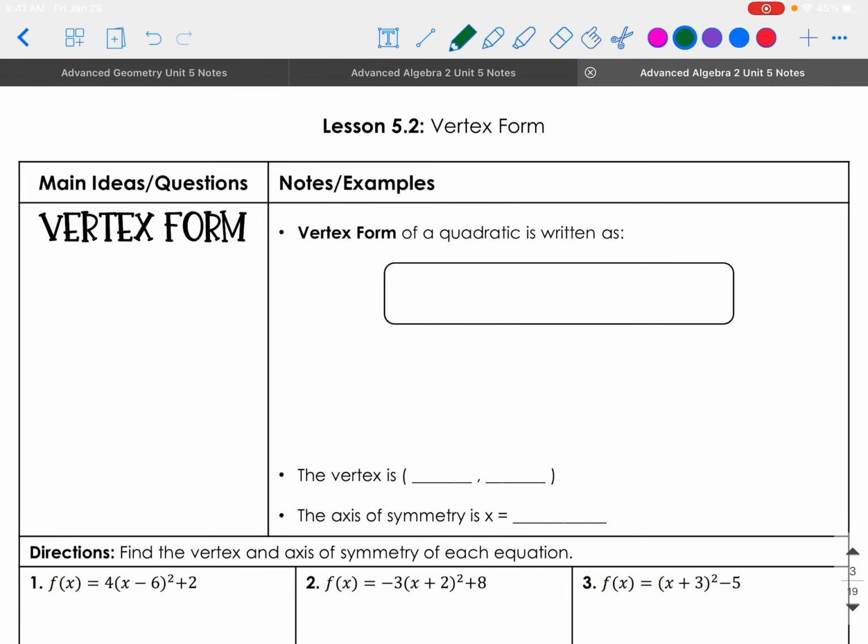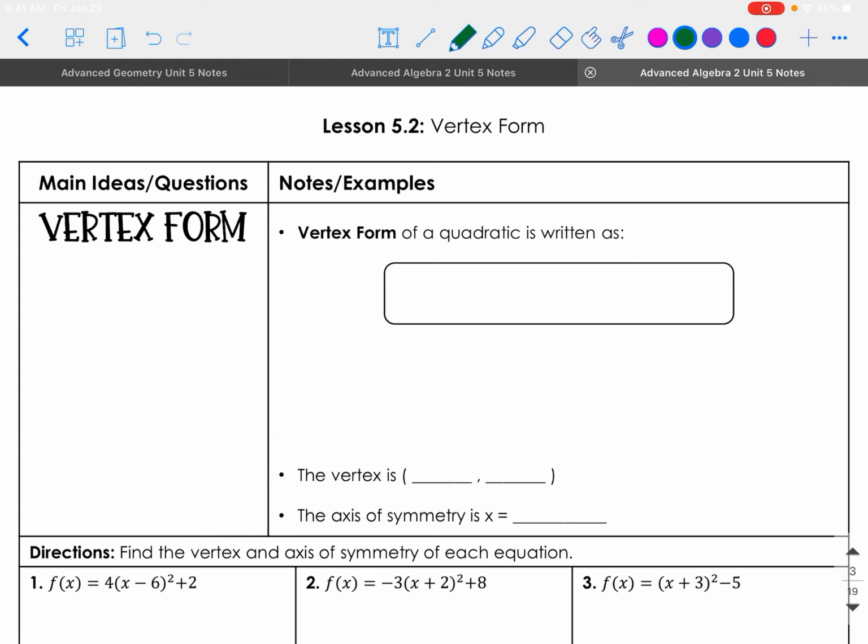In this video, we're going to be moving on to the next lesson, which is 5.2 vertex form. There's two different ways that you'll see a quadratic actually written out. It's not the picture of the parabola, but the equation will be written out. And one of those ways is vertex form.